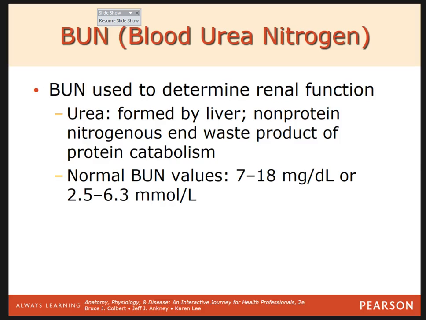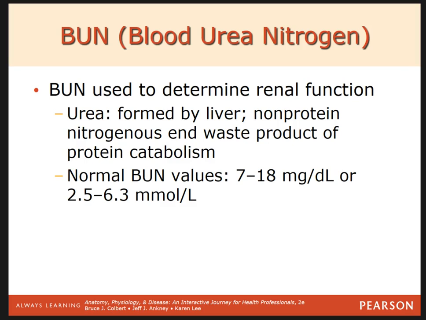We're going to continue now to talk about other diagnostic tests that may be used in their lab values. So a BUN is known as a blood urea nitrogen, and we use that to determine proper kidney function or renal function. Urea is a chemical that's formed by the liver. It's a non-protein nitrogenous end waste product that is a product of protein catabolism, or the breakdown of proteins. A normal BUN value is 7 to 18 milligrams per deciliter, or 2.5 to 6.3 millimoles per liter.